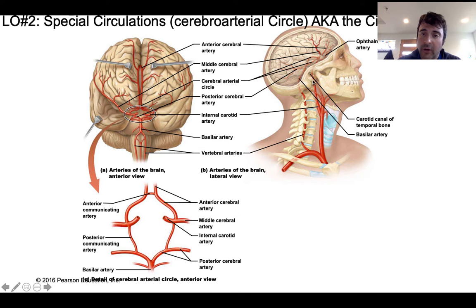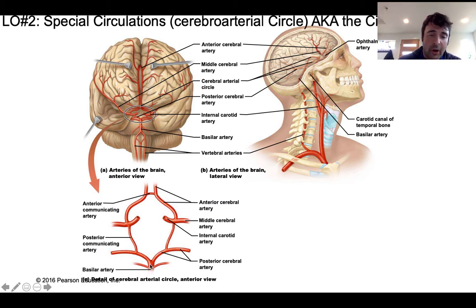So you have your internal carotid coming in through the carotid canal. You have your vertebral artery, so the internal carotid artery and the vertebral artery, which actually projects through the foramen magnum. Now, the vertebral artery feeds into this really important artery right here called the basilar artery.